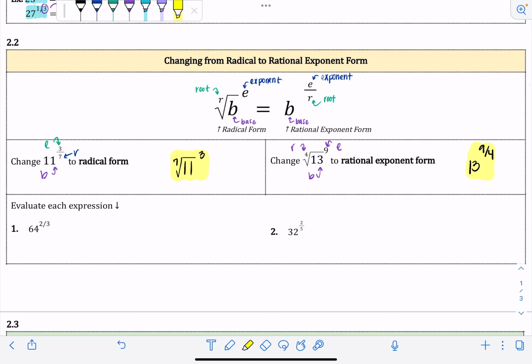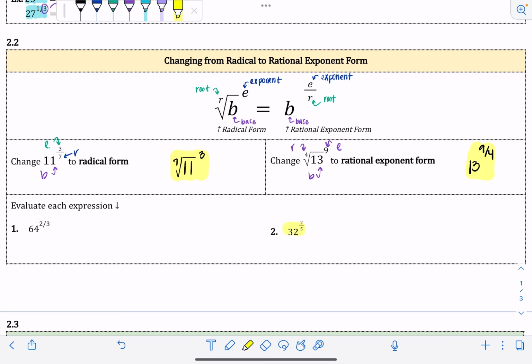Okay, and then the next one we're just evaluating. So that means kind of like find a final answer. So for example, if I gave you a problem that said evaluate the square root of 16, that would be 4. You're evaluating it, you're finding a final value. Okay, so when I see fraction exponents, I don't like evaluating them in that way. I feel like it's pretty confusing. I like to put them in radical form.